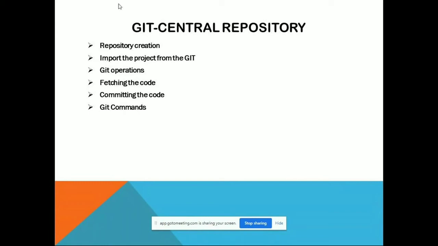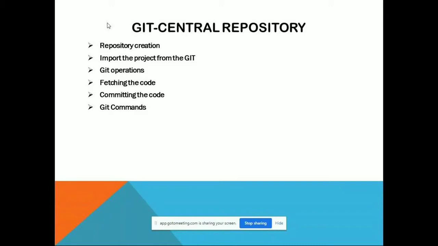Git is a tool where we store all the programs written by all the programmers. If one project has five programmers working and they store code in different locations, then the next time they access it, all the changes won't come. That's the reason we require a central repository. So now I'm explaining the Git central repository.